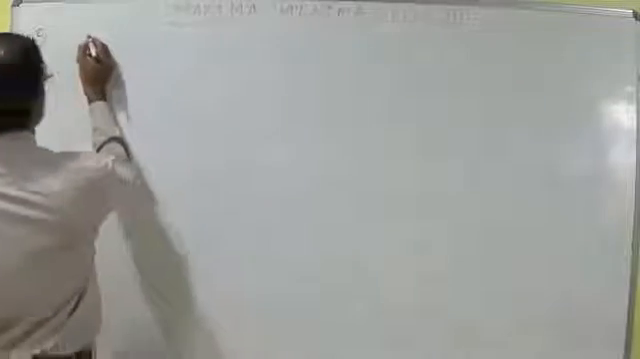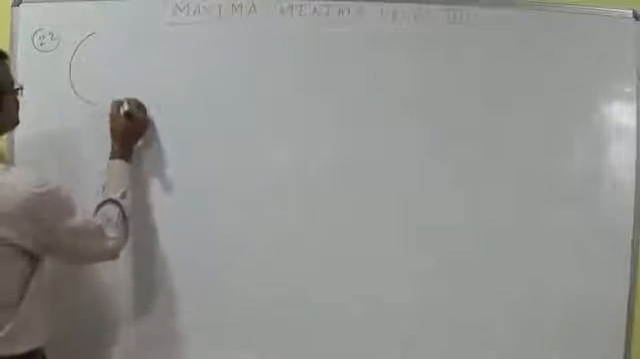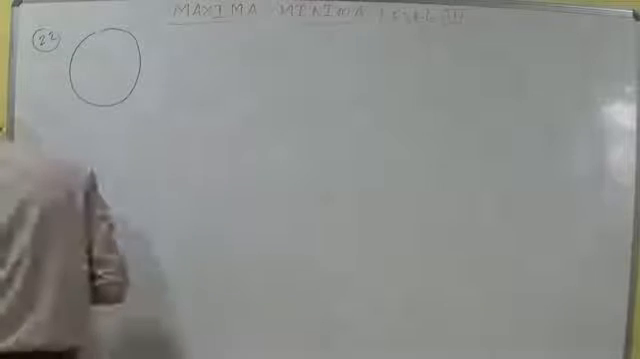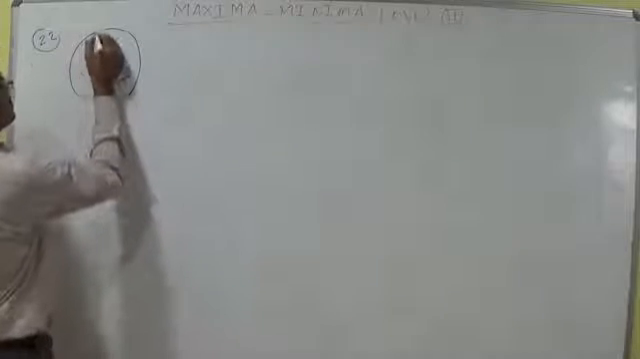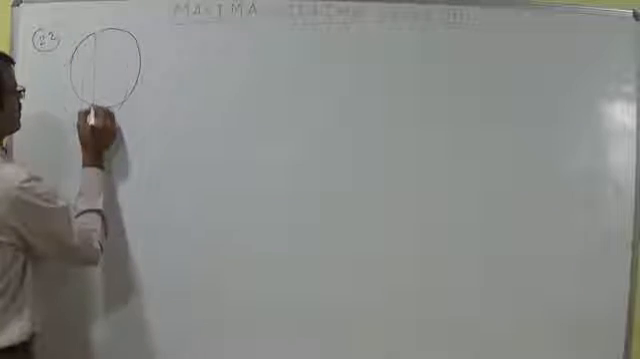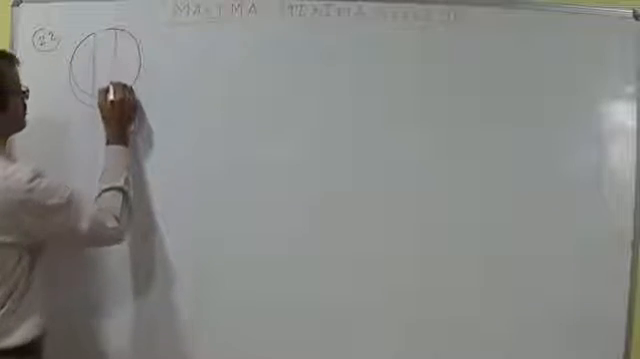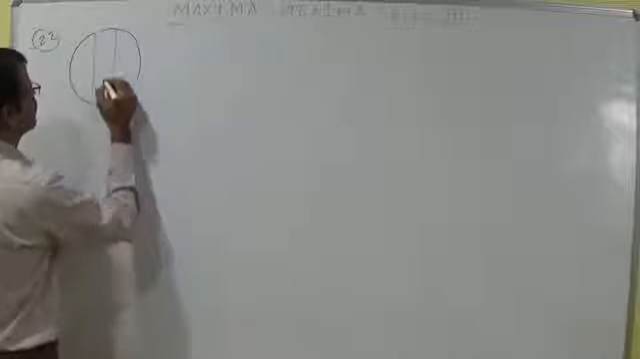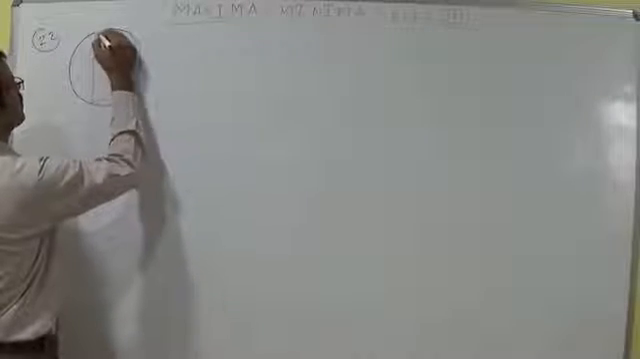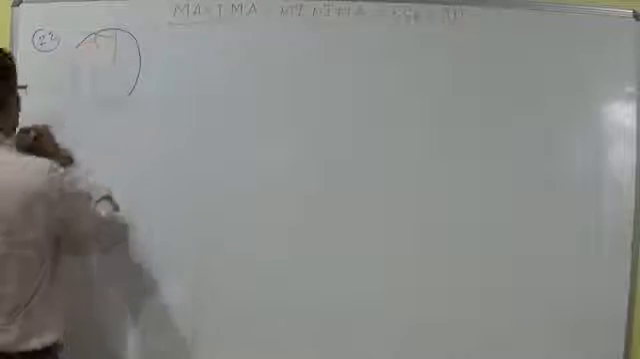The cylinder inscribed in the sphere. This is a sphere and this is the cylinder. The cylinder inscribed in the sphere, this is having maximum volume.